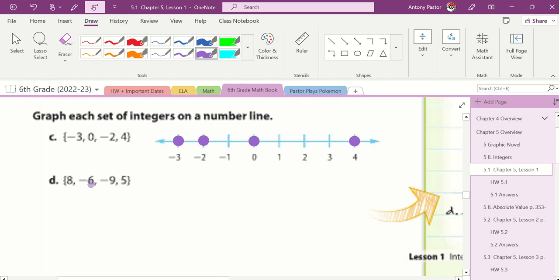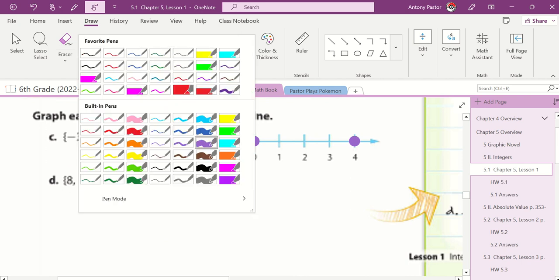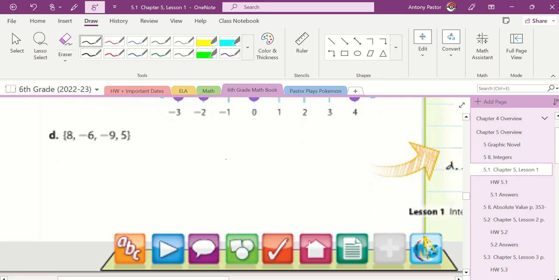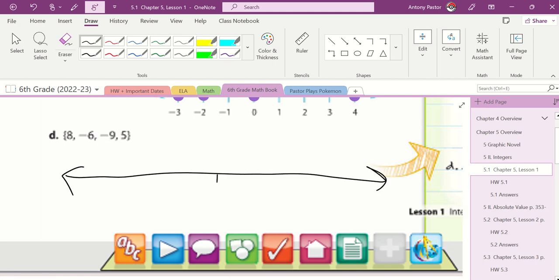Now, this question does not give us a number line, so we're going to actually draw our own. And it's up to you. This doesn't give me a lot of vertical space, so I'm actually going to make a horizontal number line. And remember, you want 0 in the middle, and you want to look at what numbers you have. So you have negative 9, negative.